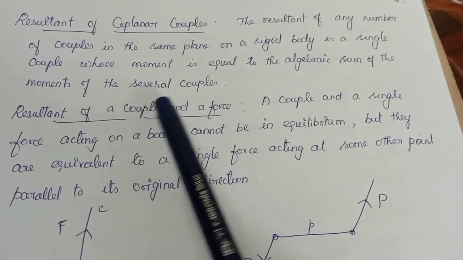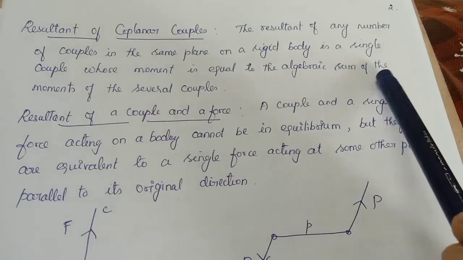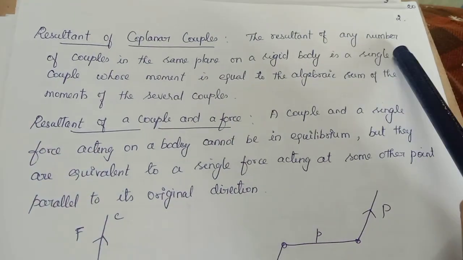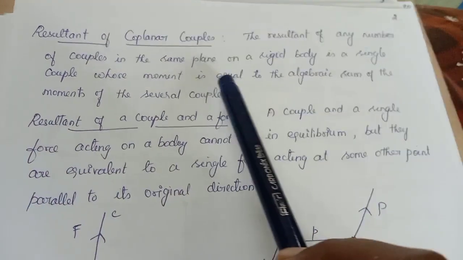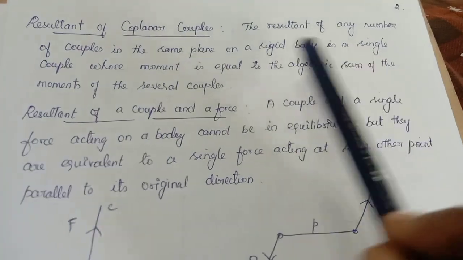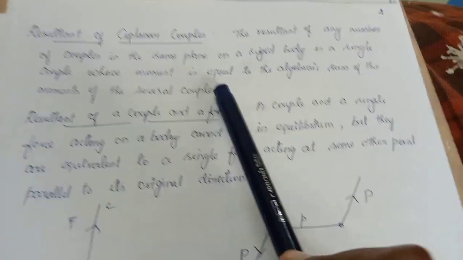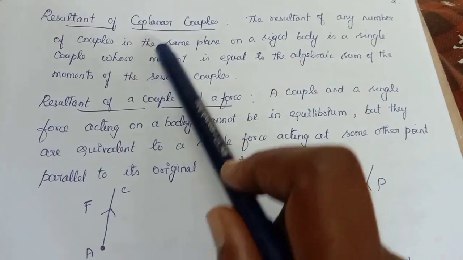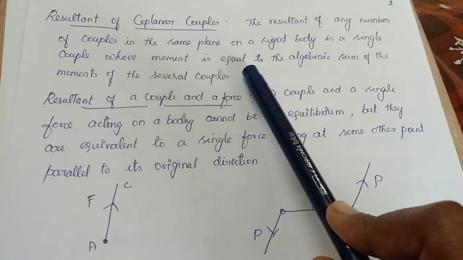The resultant will be a single couple whose moment is equal to the algebraic sum of the moments of the several couples. So the resultant of any number of coplanar couples acting on a rigid body will be equal to a single couple whose moment is equal to the algebraic sum of the moments of the several couples, right. So we have seen what is the resultant of a number of couples.